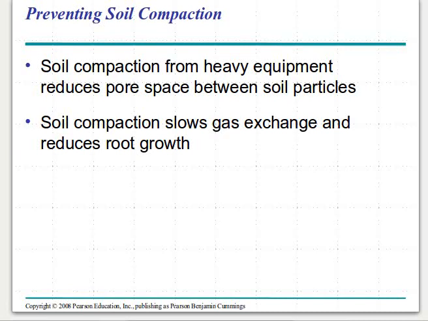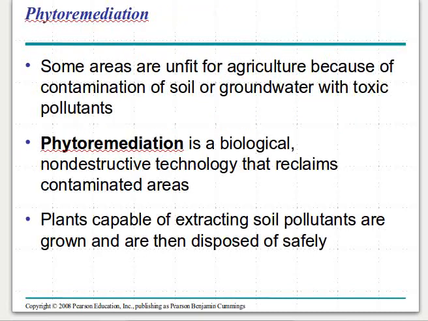Soil compaction can also be a big problem. That happens basically by repeated tilling and running heavy machinery back and forth over the soil. This really decreases the pore spaces between soil particles, and so that inhibits both gas exchange and water infiltration into the ground, and it reduces root growth.